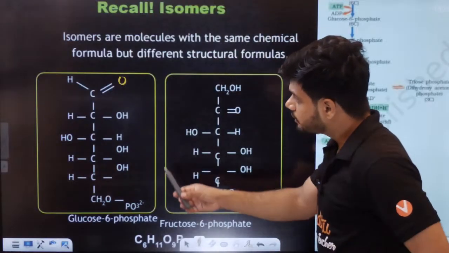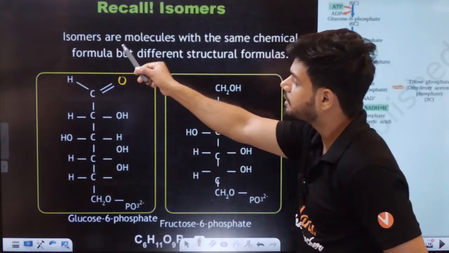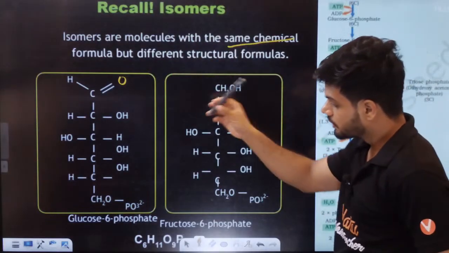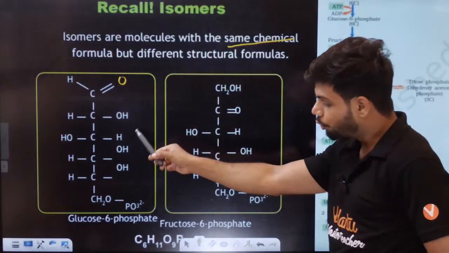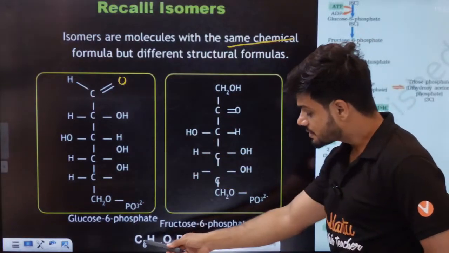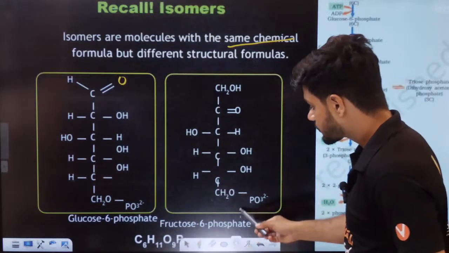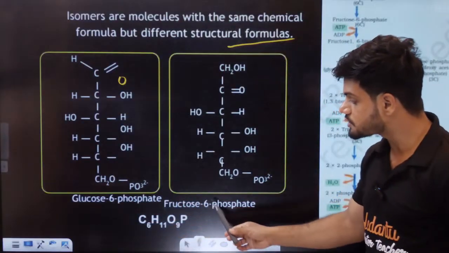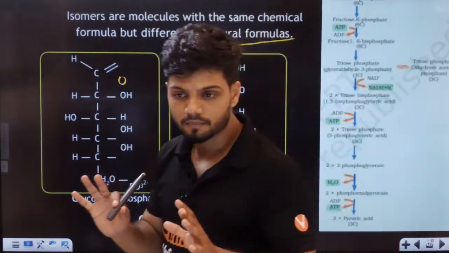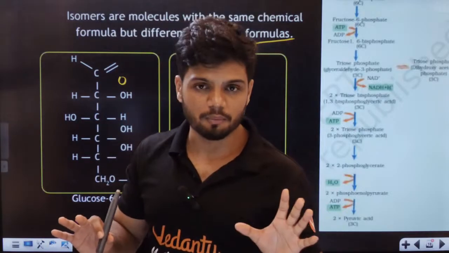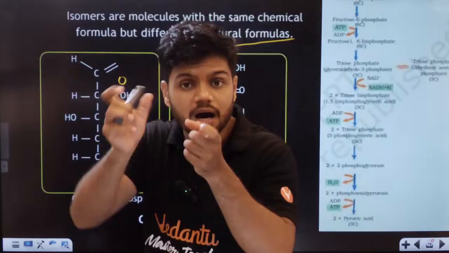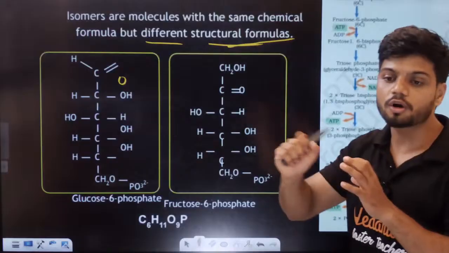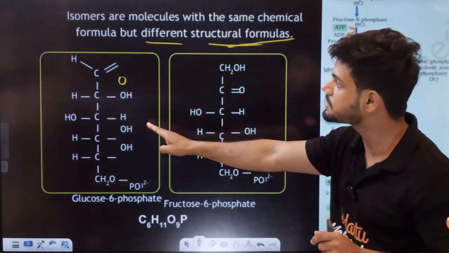Isomers are molecules with the same chemical formula. This and this, both of them have the same chemical formula, C6H11O9 phosphate. Both glucose 6 phosphate and fructose 6 phosphate have the same chemical formula, but the arrangement is different, a different structural formula. Those are called isomers.